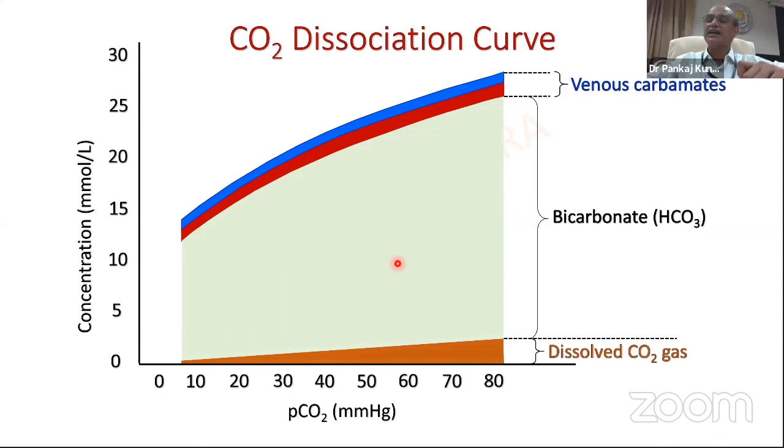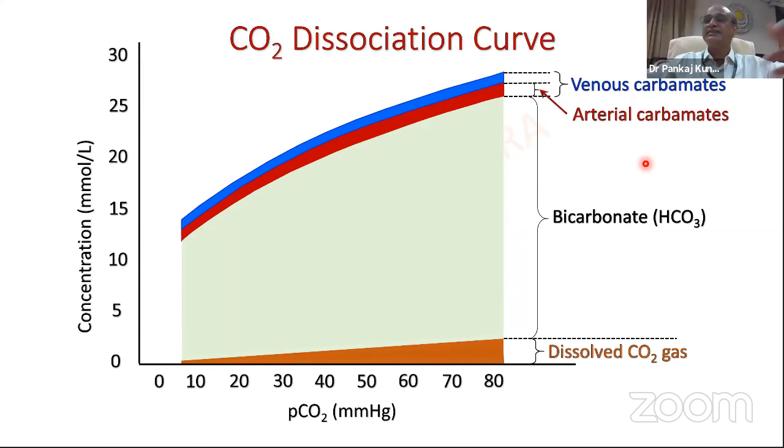On the other hand, look at the carbamates. If you look at the arterial and the venous values, they do not show any change in content. Whatever was at 10 millimeters of mercury, the same content remains here. So what is important for us when we talk about CO2 is not the partial pressure of CO2, but the content of CO2, how it is carried by the blood. As we talked about the oxygen content, here as well we need to look at the CO2 content.